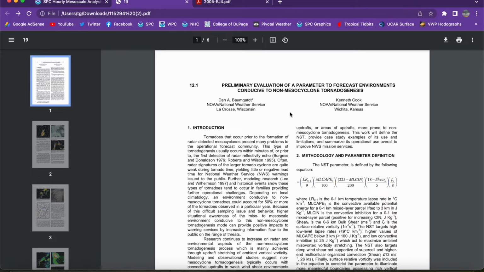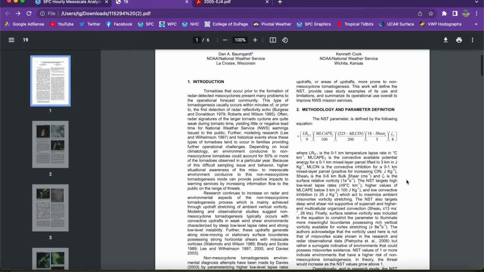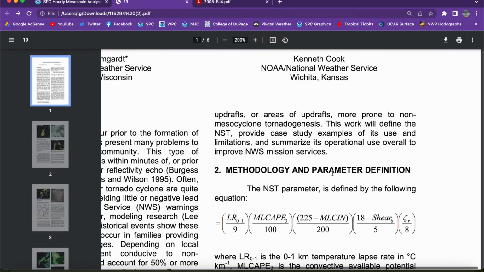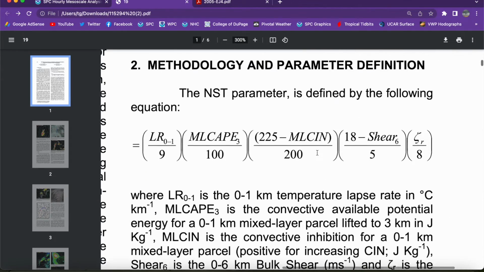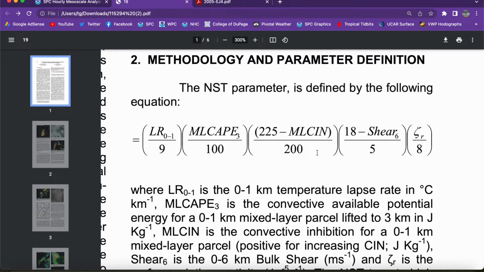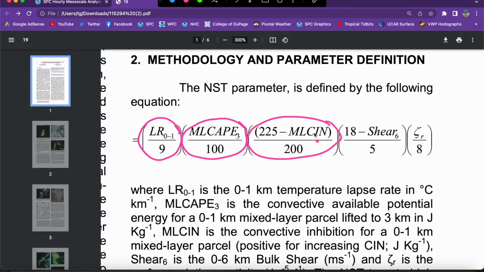Here's the main paper on the NST parameter by Baumgart and Cook 2006, and you'll see over here the equation used to calculate the non-supercell tornado parameter. So it basically takes into account all of the different products and variables that we talked about earlier. It's just a product of low-level lapse rates, specifically the 0 to 1 kilometer lapse rates, 0 to 3 kilometer CAPE, and mixed layer CIN. You'll see that it's 225 minus mixed layer CIN, so the less the mixed layer CIN is, the greater the non-supercell tornado parameter will be.